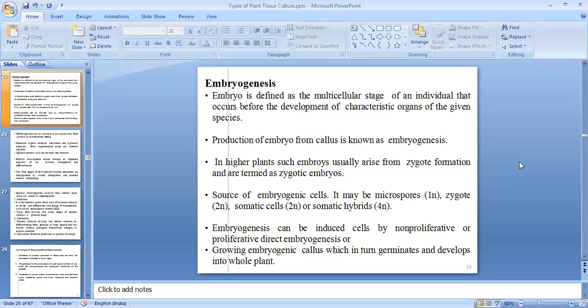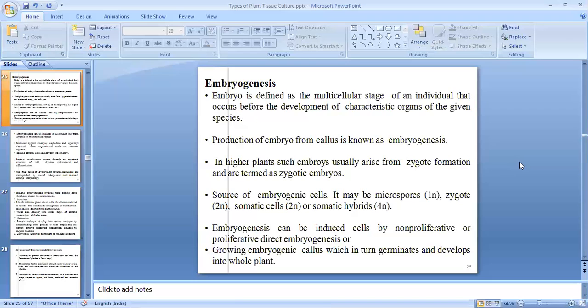So now we will see embryogenesis in detail. Embryo is defined as the multicellular stage of an individual, which occurs before the development of characteristic organs in each and every species. The production of embryo from a callus is known as embryogenesis. When you see in higher plants, the embryo arises usually from the zygote, as I already told you, and they are termed as zygotic embryos.